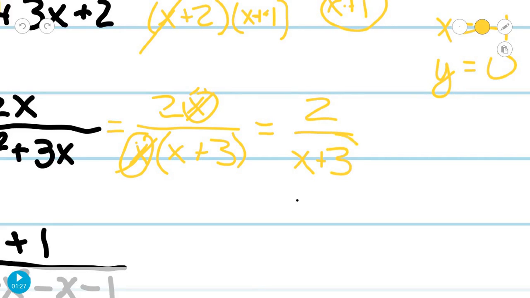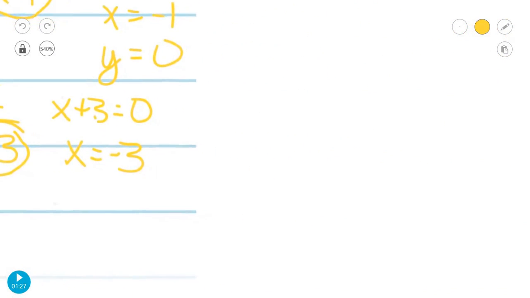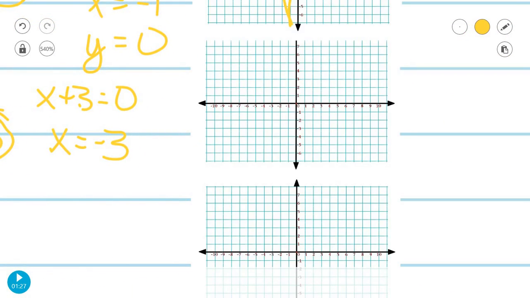Now I take the denominator of the fraction and I set it equal to 0. X plus 3 equals 0. I solve for x. X equals negative 3. And I'll draw that in as my vertical asymptote on my graph. So that's the vertical asymptote.